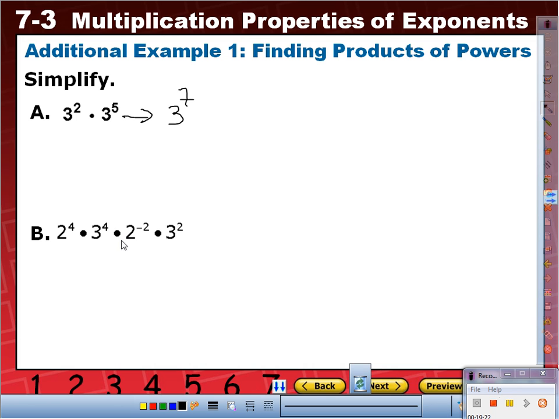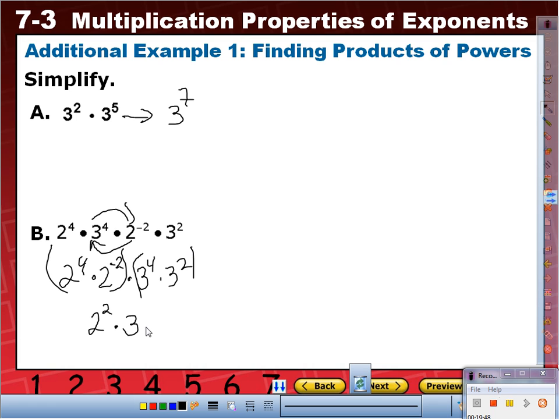How about these? Can we commute this with this, this with this? So this becomes 2 to the 4th times 2 to the negative 2 times 3 to the 4th times 3 to the 2nd. So let's see. Associate these two. 4 minus 2 becomes 2. So this is 2 to the 2nd times, and this is 3 to the what? 6. And then at the end we just compute everything, right?